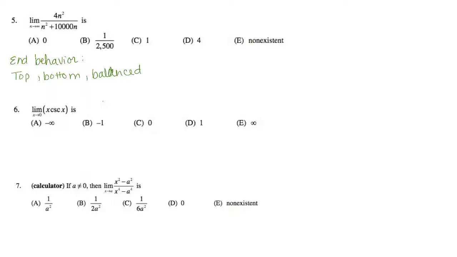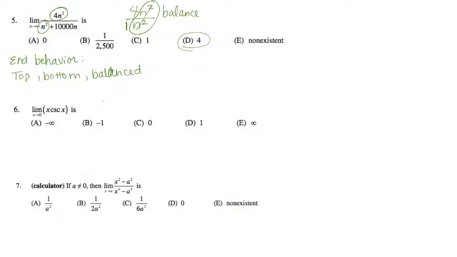So let's find our highest exponent and coefficient on top. So that's going to be 4n squared. And then on the bottom is just n squared. So notice the power here. This is balanced. And since it is balanced, then we're going to look at our ratio because they'll cancel each other out. And so that's going to leave us with 4.